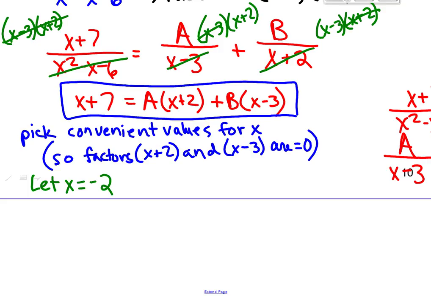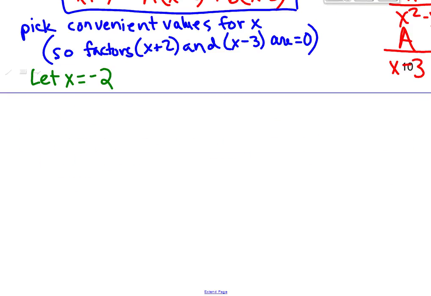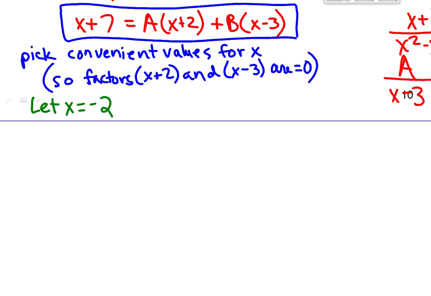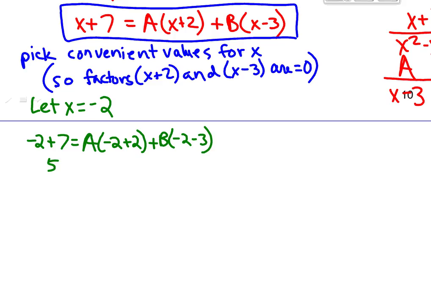And then I'm putting that in that big blue box and figuring out what either a or b is. So let me slide that down, and I'm going to take -2 plus 7 equals a times (-2 plus 2) plus b times (-2 minus 3). And over here, I'm going to get 5 equals 0a, and this is -5b. When I divide by -5, I get b equals -1. So I've got that part done.